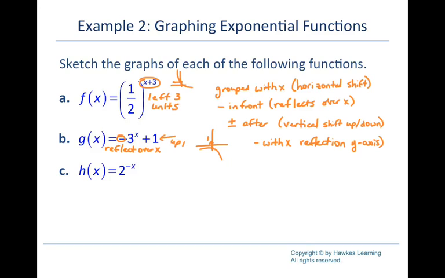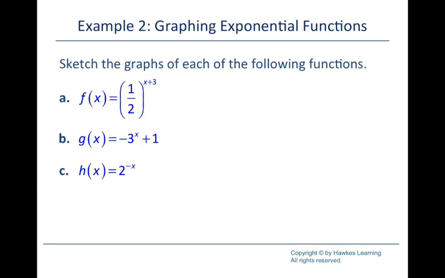Now this 2 to the negative x, I believe this is going to be a y-axis reflection. So what is that going to look like? It's a growth function, so it would normally look like this, but a y-axis reflection is going to flip it around the y-axis. So instead of that, I believe it's going to look like a decay function because of that negative x. So let's take these notes away and see if we were right in our predictions.